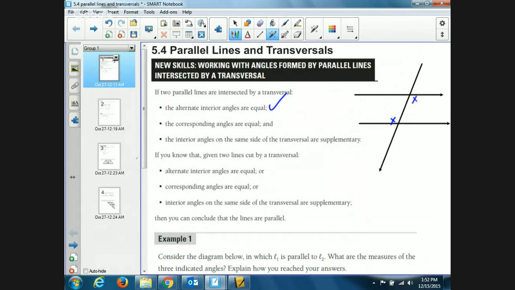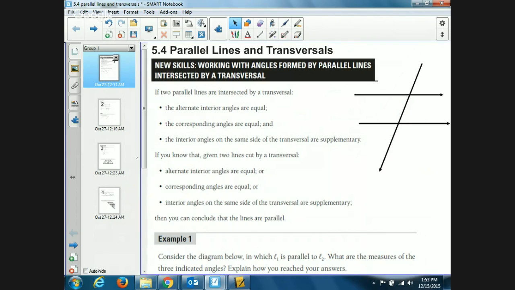Corresponding angles are equal. What do I mean by that? I mean, this angle here corresponds, is exactly the same as that angle there. Likewise, this angle here corresponds and is exactly the same as that angle. And I can do the same on the other side. I don't want this diagram to get too cluttered up, so I keep removing it. But this angle here corresponds to this angle here. And you can hopefully see that. They're equal.